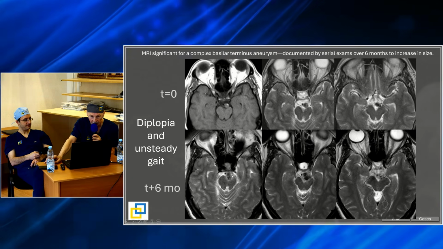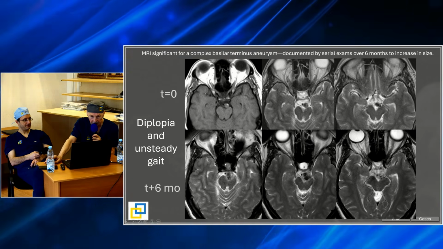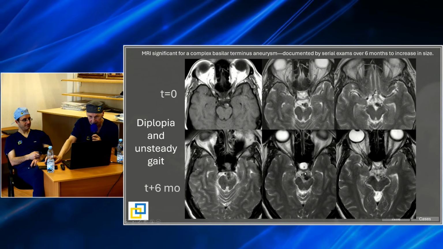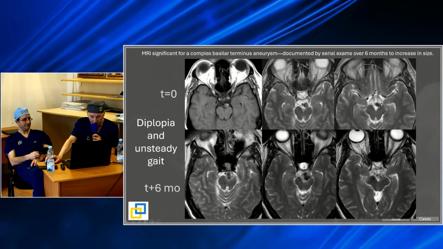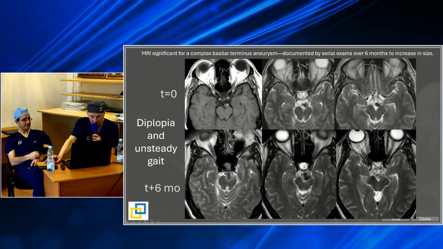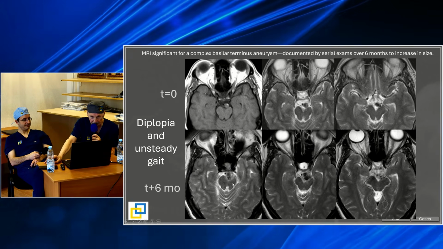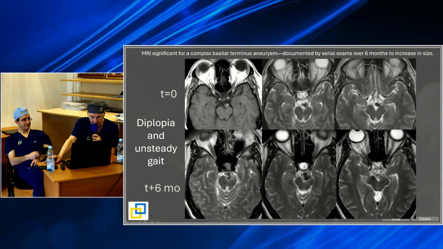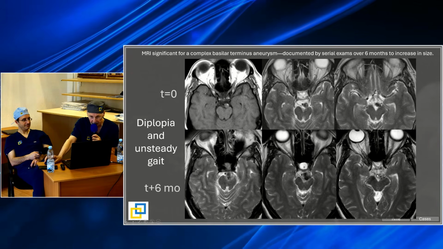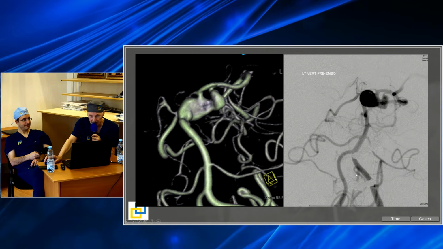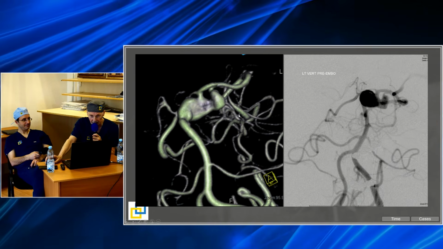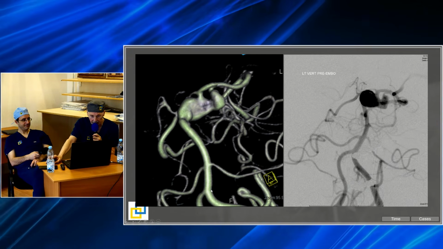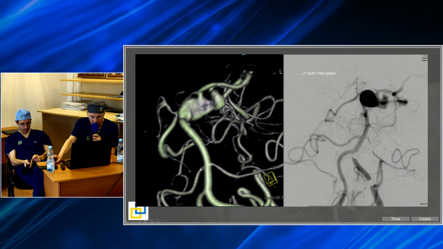She got a little bit worse with the gait, and the left third nerve palsy became complete. And she comes back a couple months later, and this is basically growing. Now everyone is in a state of panic because it's an unstable aneurysm, and this is what it looks like angiographically. So there's a lot of variation going on here.